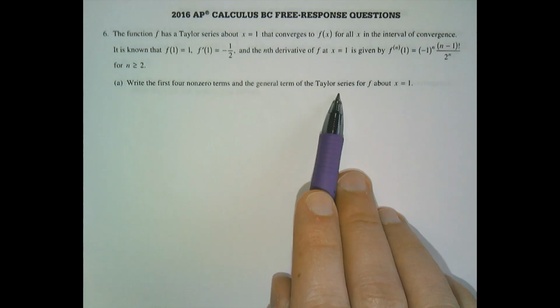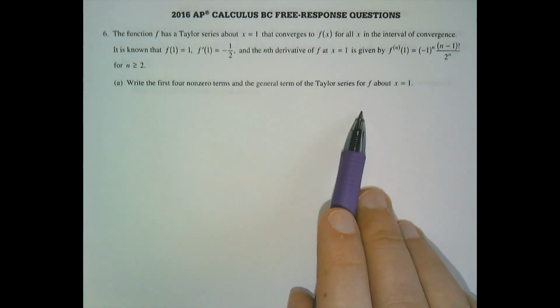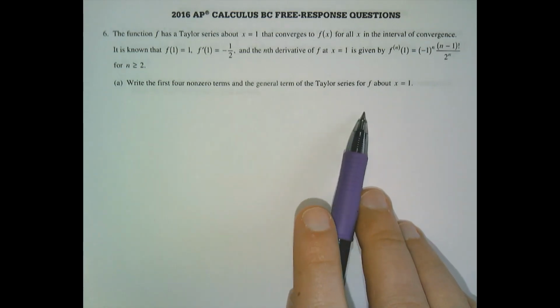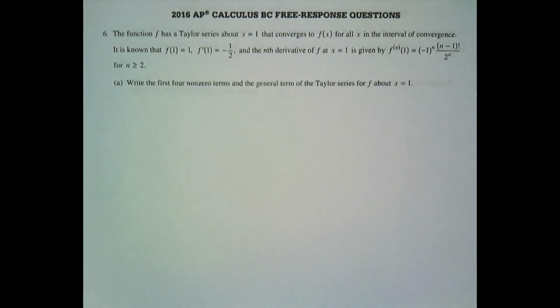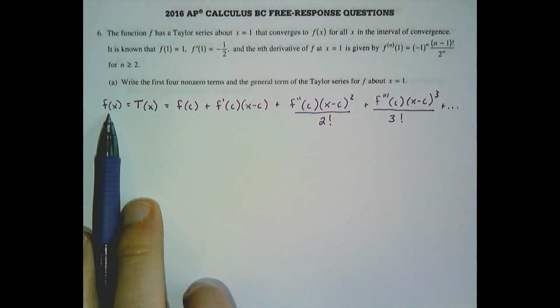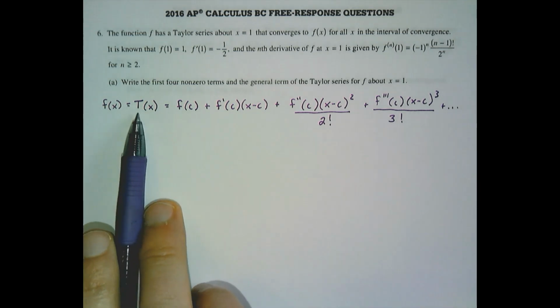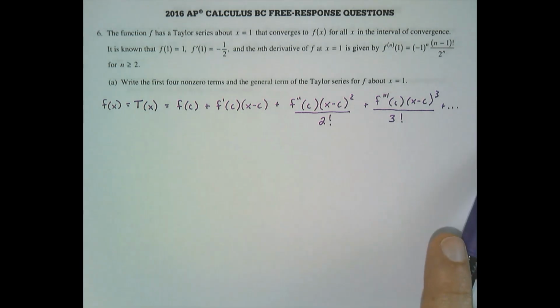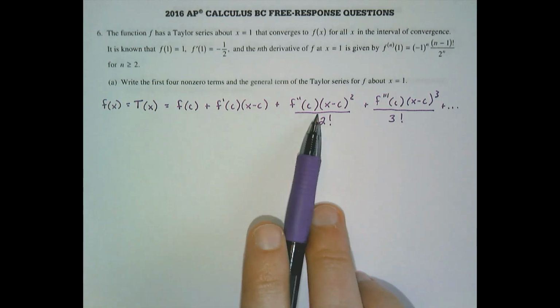So the first thing I'm going to do is write out a general Taylor series formula, and then we're going to build that from there. So let's add that in. Okay, so our function can be rewritten as a Taylor series, and I haven't shown the general term in this, but we do have the first 4 terms.